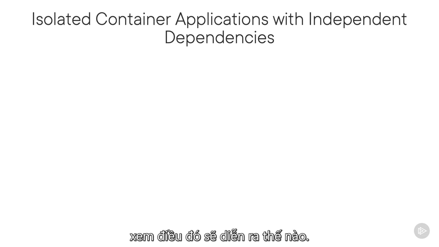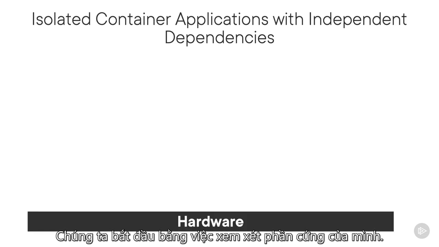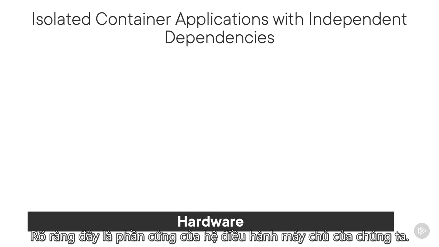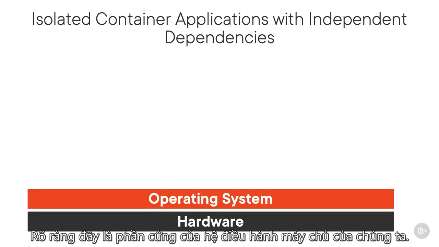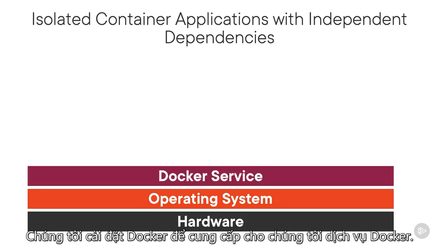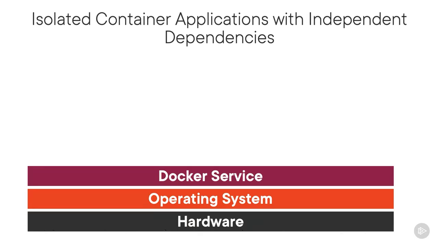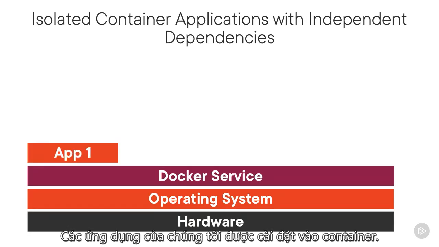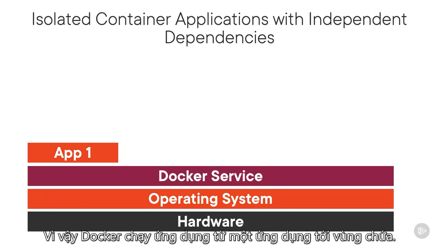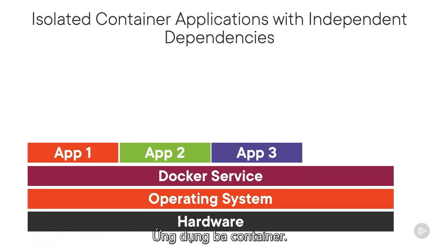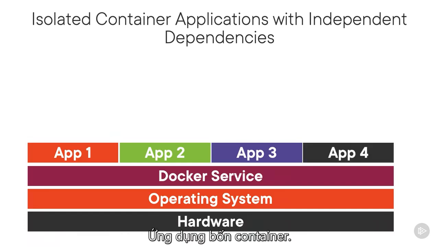To see how that's going to work, we start off by looking at our hardware. This is obviously the hardware of our host operating system. On top of this, we install Docker, which gives us the Docker service. The Docker service is used to manage our containers. Our applications then are installed into containers. So Docker runs application 1, application 2 container, application 3 container, application 4 containers.